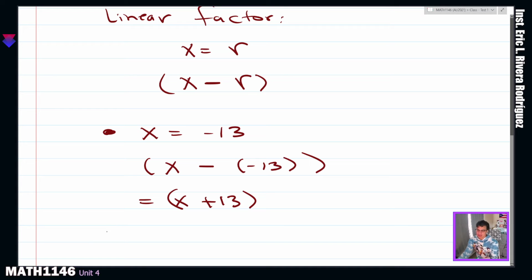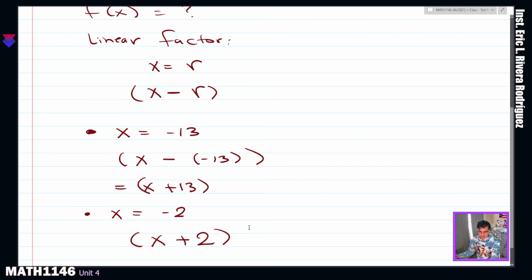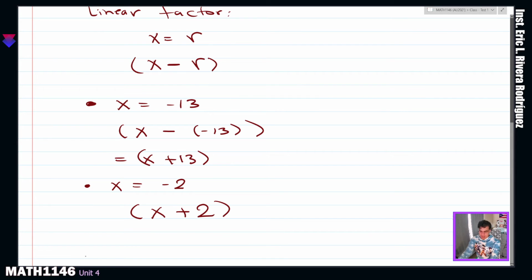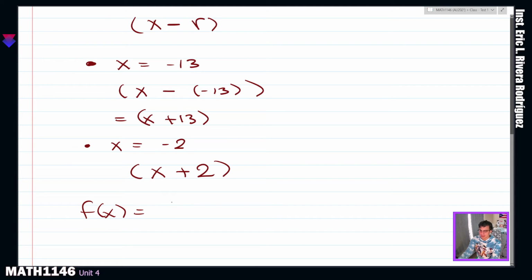All right, you can skip this step, just taking the opposite value of that value. And then from x equals -2, again, we take the opposite value of -2, and the linear factor is going to be x plus 2. So those are the linear factors that correspond to those zeros. So how are we going to use them to get the equation of the function? Well, we multiply them together. And that's it. That's the equation.